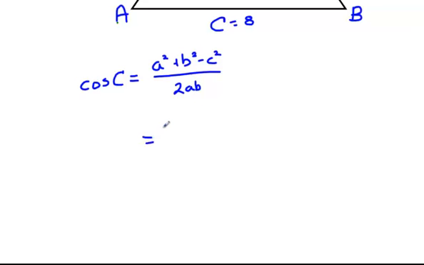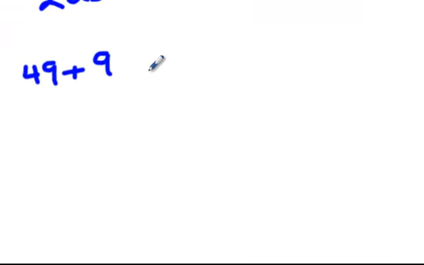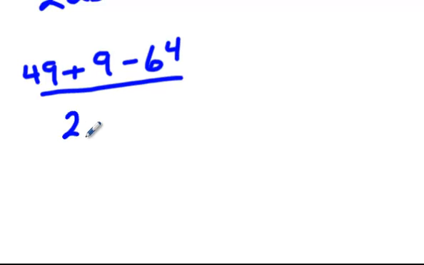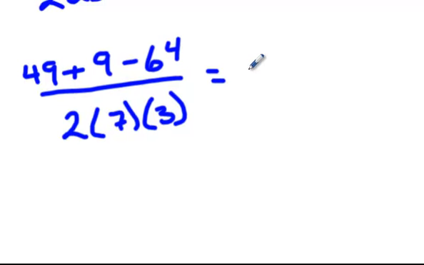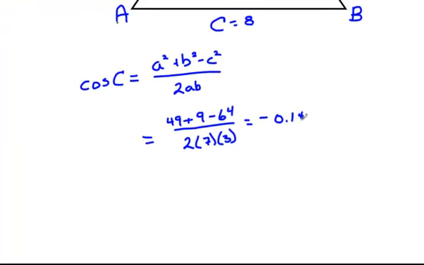So let's see. A in the original triangle was 7, so when we square 7, we get 49. In the original triangle, B was 3. When we square it, we get 9. And in the original triangle, C was 8. And when we square it, that's going to become 64. On the bottom, we're going to have 2 times 7 times 3. When we put this into our calculator, what's going to come out is negative 0.1429.